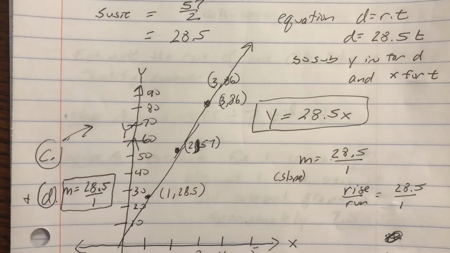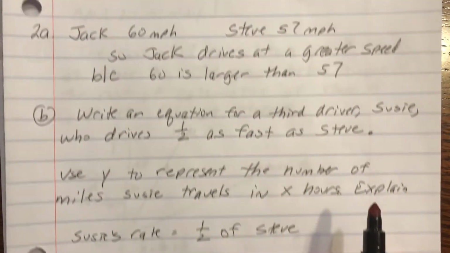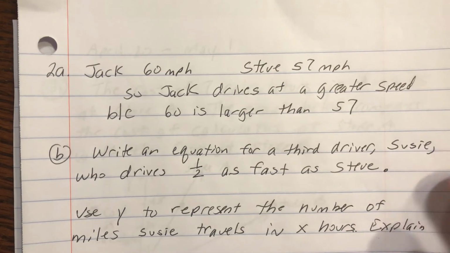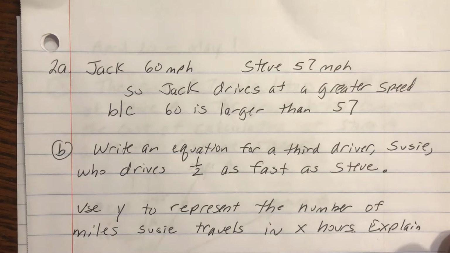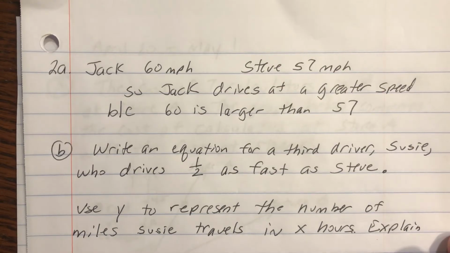Now I'm going to my second page. So now I can compare Jack's speed of 60 miles an hour and Steve's speed of 57 miles per hour to answer question A. We can see that Jack drives at a greater speed because 60 is larger than 57.